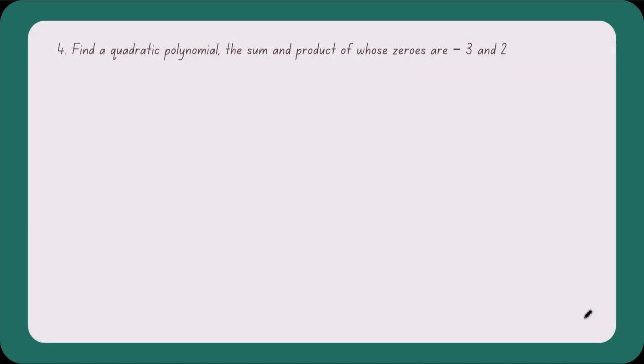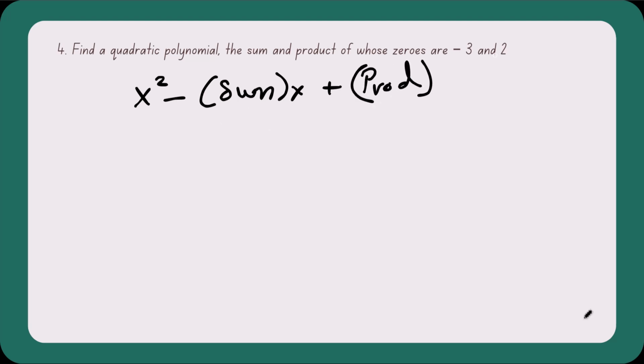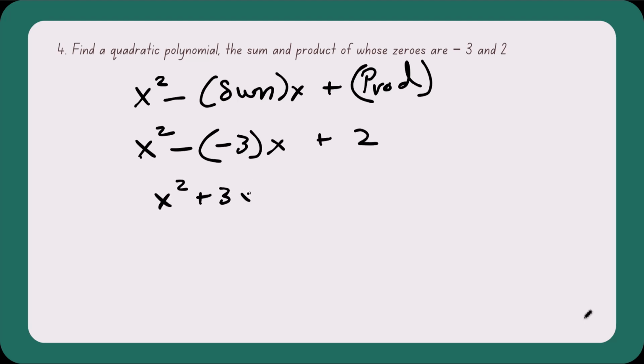Next question we have, find a quadratic polynomial. The sum and the product of zeros are minus 3 and 2, right? So what was the formula that we had discussed? X squared minus sum of the zeros and x, then we have plus product. This was the formula. Now what is the sum? The sum is minus 3, right? So minus of minus 3 will be here, correct? X squared here. And we have product. Product is 2. Open the bracket, will become x squared plus 3x plus 2, right?